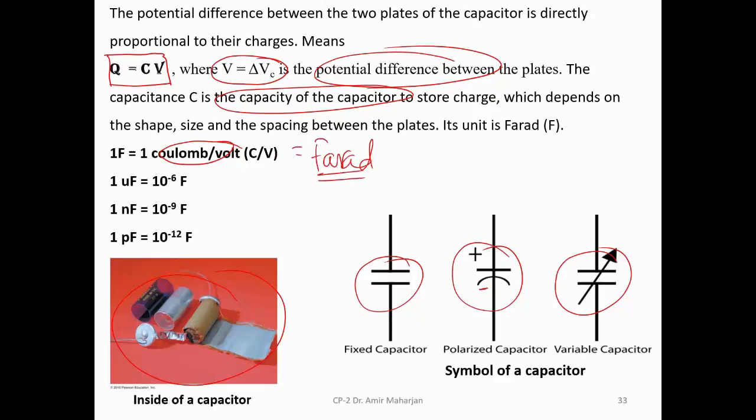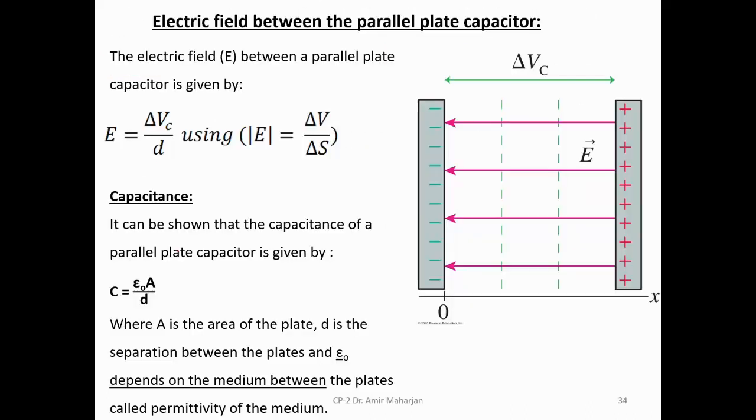One farad is actually a very big unit of capacitance, so smaller units are used for practical problems. 1 microfarad means 10 to the power -6 farad, 1 nanofarad means 10 to the power -9 farad, and 1 picofarad is 10 to the power -12 farad. And again, we have already done that. So if you have a capacitor, one side is positive, one side is negative. The electric field always goes from higher to lower potential, from the positive to the negative side.